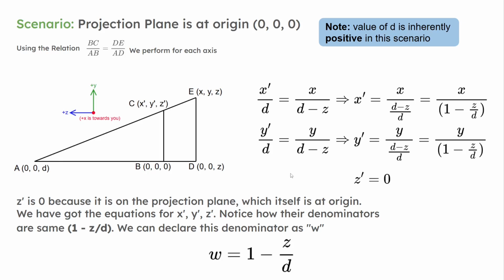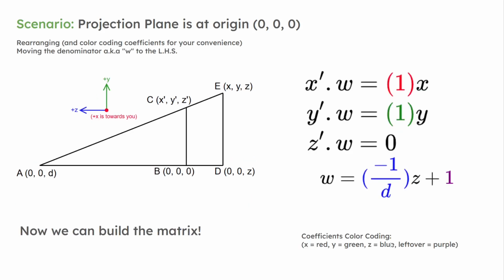So as we said earlier, we are naming our denominator always as W and moving W to the left hand side. Our denominator here is 1 minus z by d. So we will move this 1 minus z by d for each of these three equations to the left hand side. So x prime into w, y prime into w, z prime into w, which will also result in this case 0, which we do in the next slide.